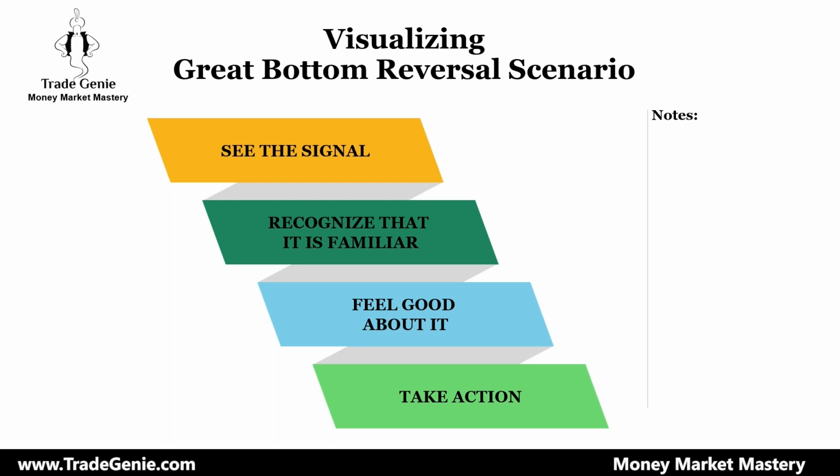Because you see the signal, you recognize it's familiar, you feel good about it, and you take action. You took bold, courageous action, but it doesn't mean you put in just 10,000 shares, all in, 10,000 shares here at 30 cents, planning to sell at 50, and it goes to zero. So don't do that. Have a plan and apply the 80/20 rule. See if it works.